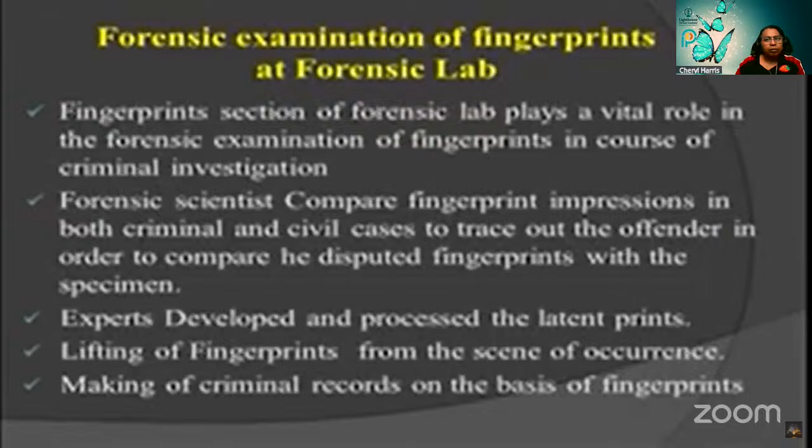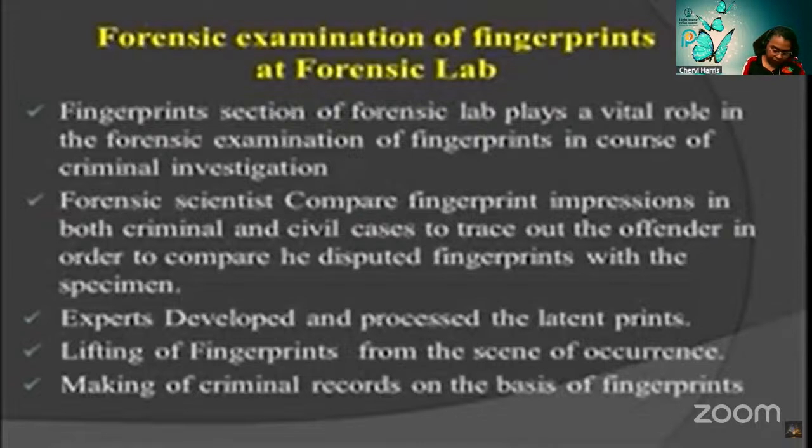Forensic scientists compare fingerprint impressions in both criminal and civil cases to trace out the offender, in order to compare the disputed fingerprints with the specimen. Here it gets mentioned criminal as well as civil case. So a criminal case is quite apparent, like in a murder case or dacoity case or robbery case.